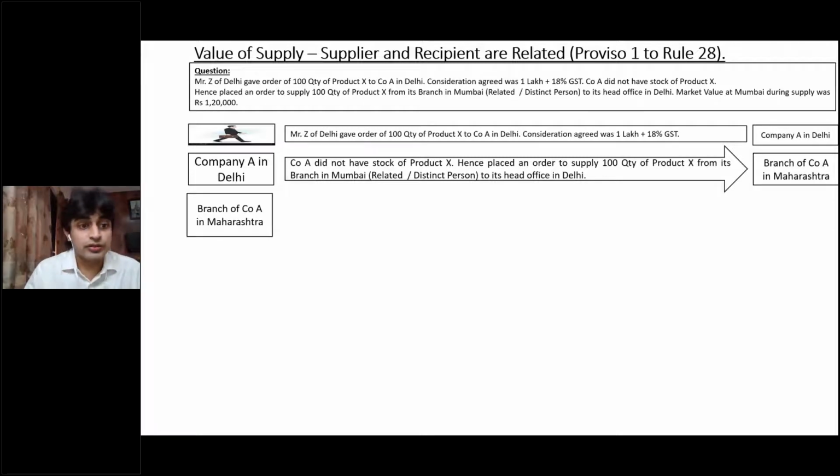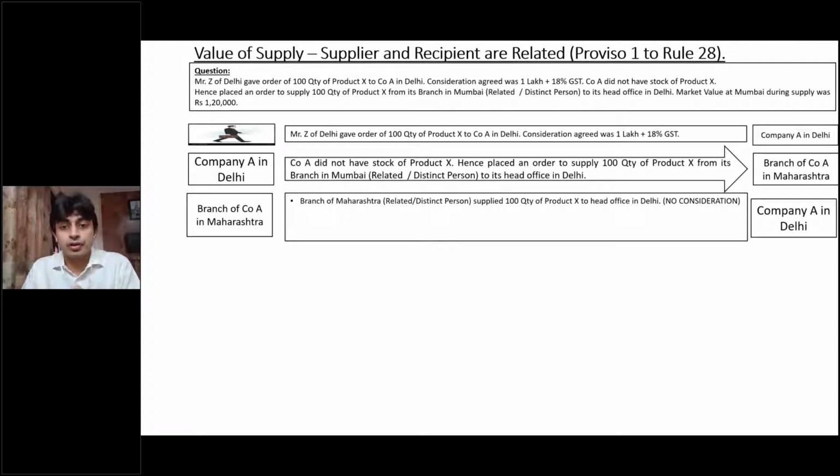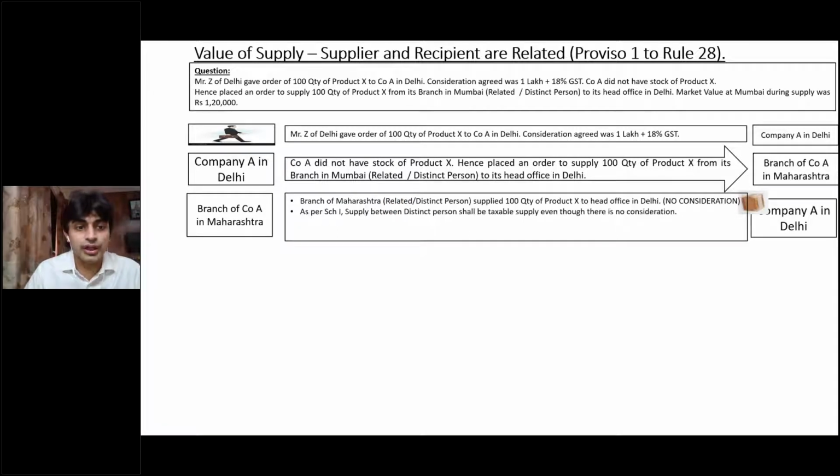Okay, obviously. Now see this. I supplied goods of 100 quantity to Delhi. Will GST be charged on this? Answer is yes, because those are in separate states, so they are said to be distinct persons. Now see this. I moved goods from the branch in Mumbai to the head office in Delhi. Goods delivered. As per Schedule 1, supply between distinct persons shall be taxable supply even though there is no consideration. There is no money. Still, this is a taxable supply.